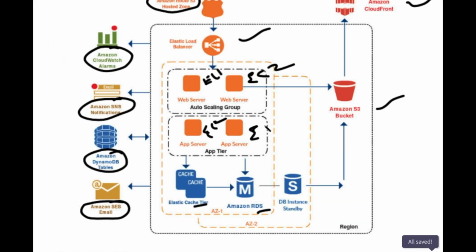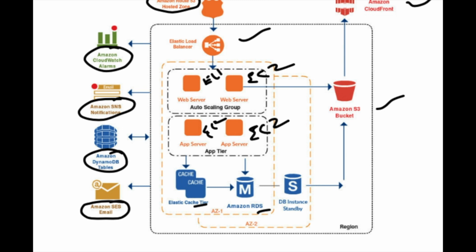As an app server. So in total, we have 4 EC2 instances running in this architecture. So if we take a look, whenever a user hits the request, it goes to the Route 53 hosted zone. Then the Route 53 hosted zone redirects the request to the Elastic Load Balancer. The Load Balancer is intelligent enough to balance the load between the web servers.